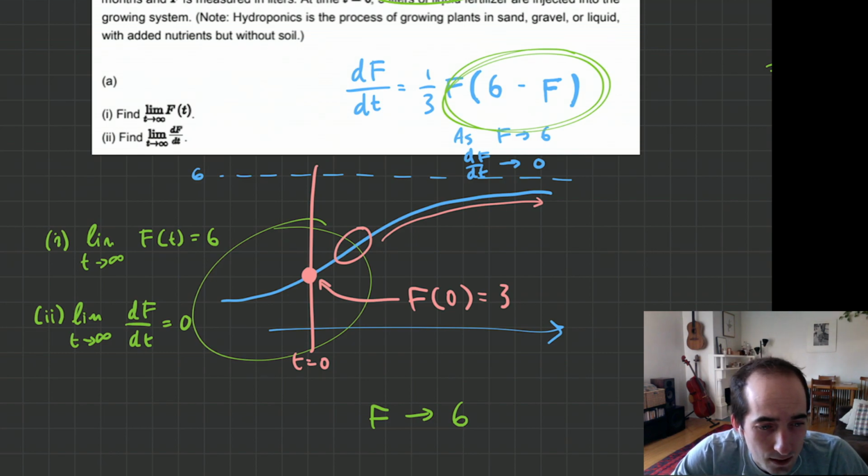So let's see here. Let's do part B, if I can find it. Where did it go? Give me 1 second here, sorry. Oh, here it is. Okay, part B.